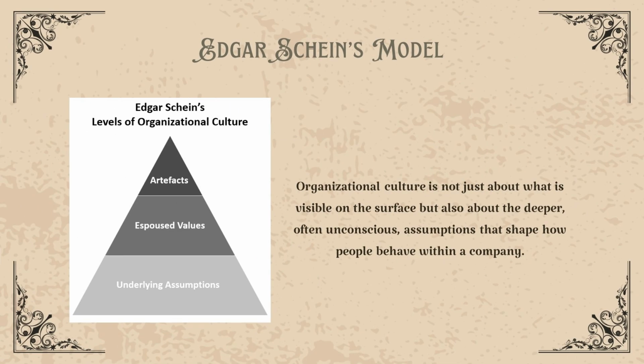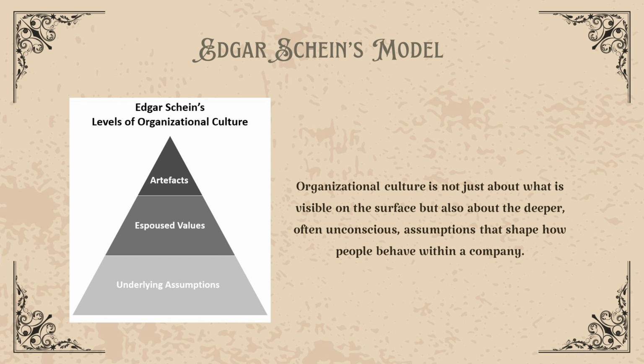Introduction to Edgar Schein's model. Edgar Schein, a renowned organizational psychologist and former professor at MIT Sloan School of Management, developed his three-level model of organizational culture in the 1980s. Schein's research aimed to explain how culture forms, evolves, and influences business success.